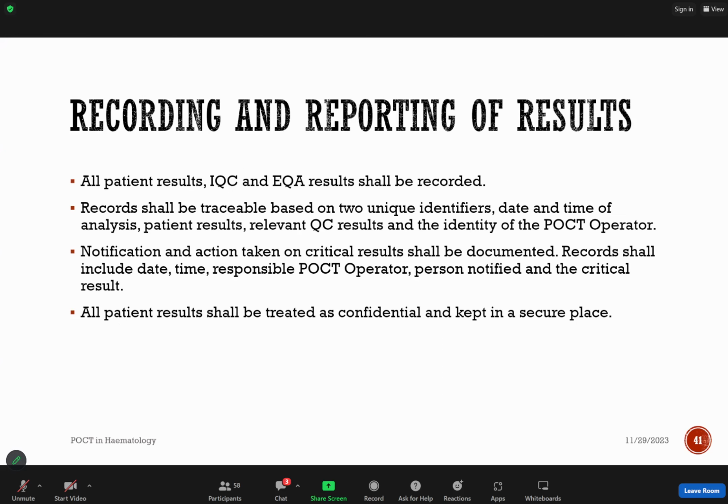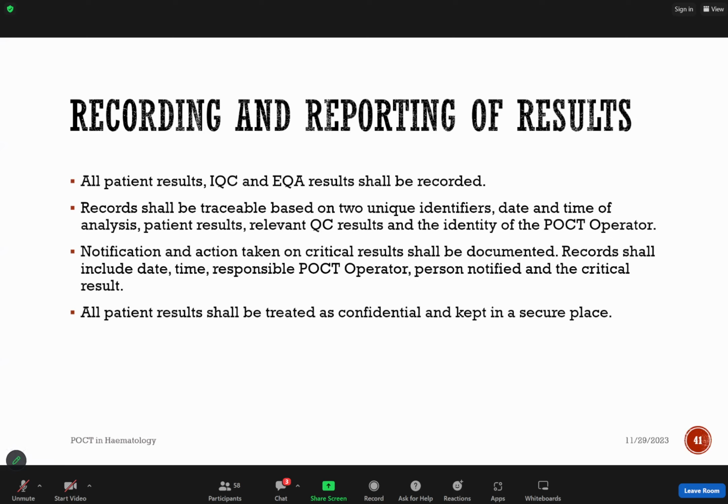Recording and reporting of results. All patient results, IQC and EQA results shall be recorded. Records shall be traceable based on 2 unique identifiers, date and time of analysis, special results, relevant QC results, and the identity of the POCT operator. Notification and action taken on critical results shall be documented. The record shall include date, time, responsible POCT operator, person notified, and the critical results. All patient results shall be treated as confidential and kept in a secure place.